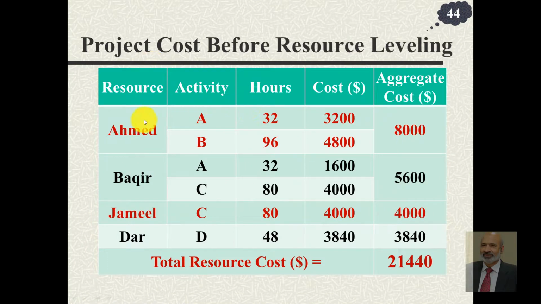So in the current instance where there is no shifting involved, the costs are like this. Ahmed works for 32 hours and he is paid at a higher rate, $100 per hour for A. 4 days, so 32 hours multiplied with 100, so $3,200 for activity A, $4,800 for activity B. B was actually 12 days, 12 multiplied with 8 is 96, and 96 multiplied with $50. That is at a lower rate. So the overall cost of the project becomes $21,440. We want to reduce this cost even if it results in increasing the project completion time.